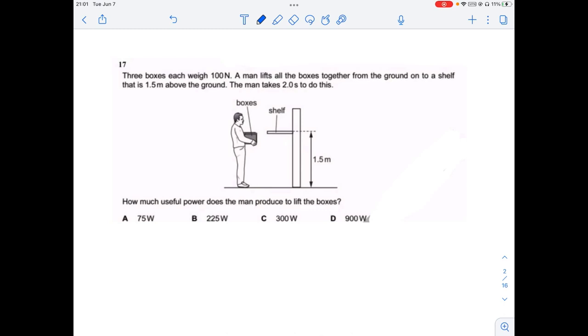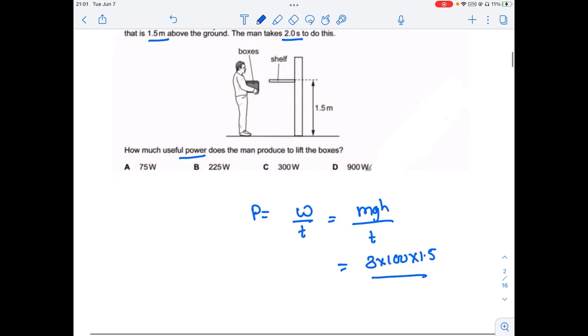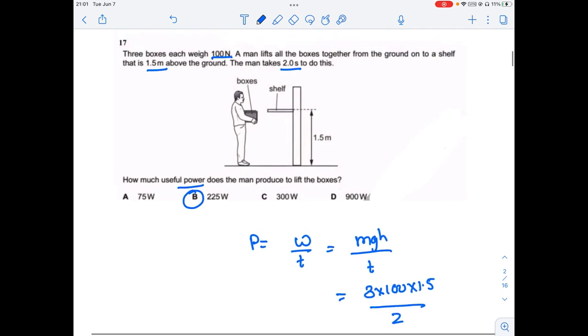Coming to question number 17: three boxes, each weighing 100 newtons, are lifted onto a shelf that is 1.5 meters above the ground. The man takes 2 seconds to do this. What is the useful power? Power is nothing but work upon time. Work is nothing but mgh, upon time. So mg is 3 boxes times 100, and the height is 1.5, divided by 2. Just do this calculation, and you should be able to get 225 watts. That's going to be the answer.